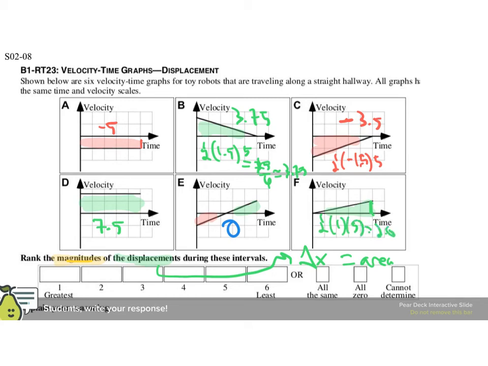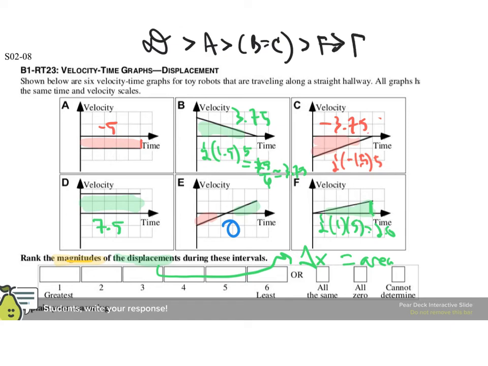So now we can see pretty clearly that the largest is D. And then the next thing is A. And then the next thing is B and C, which, by the way, should have been 3.75 here. So let's clean that up a little. And then we end up with F. And finally, we end up with E.